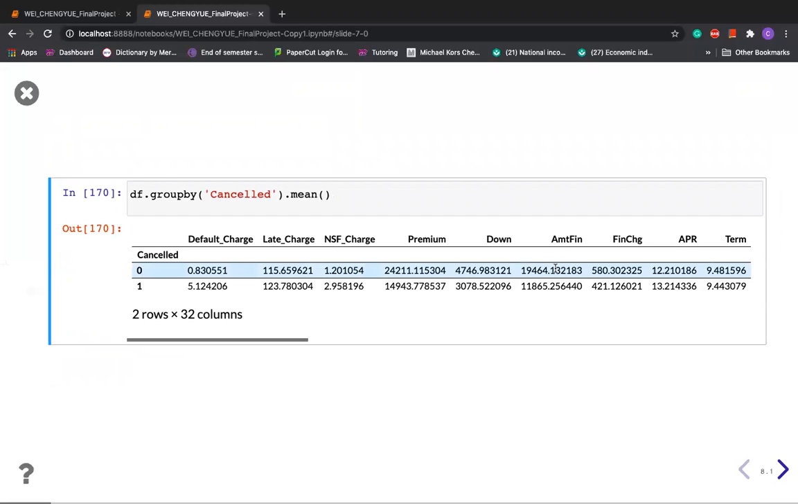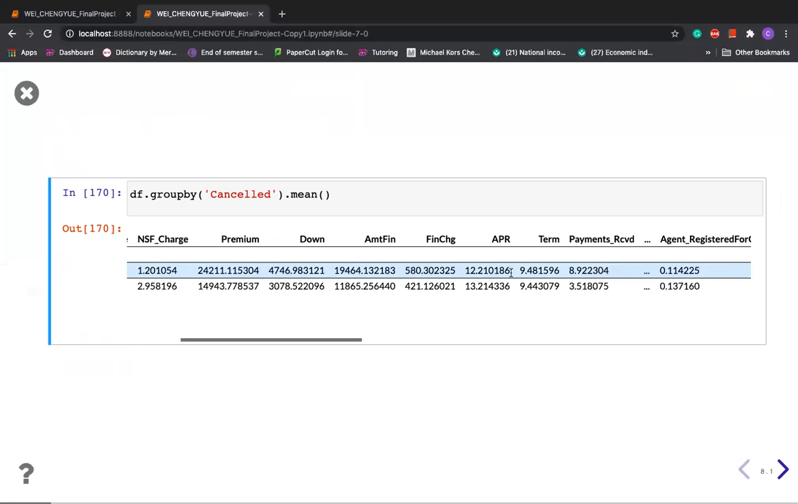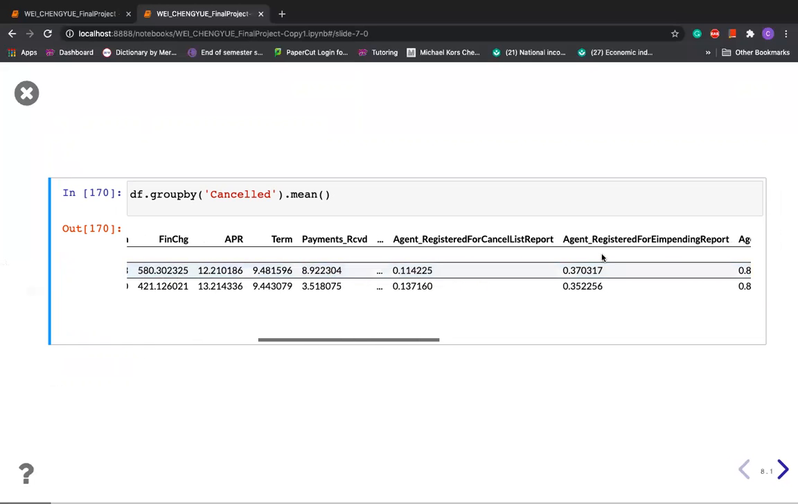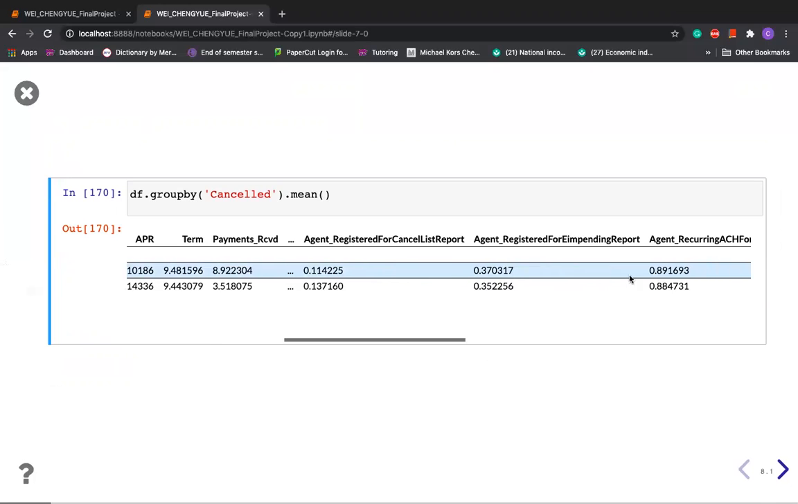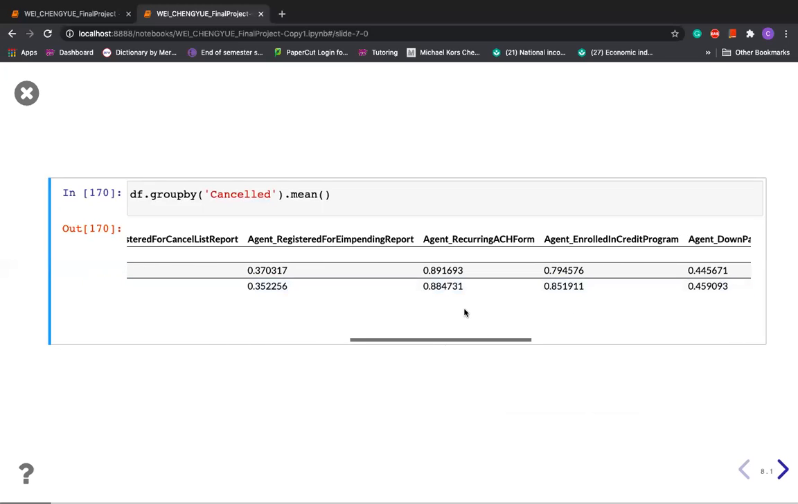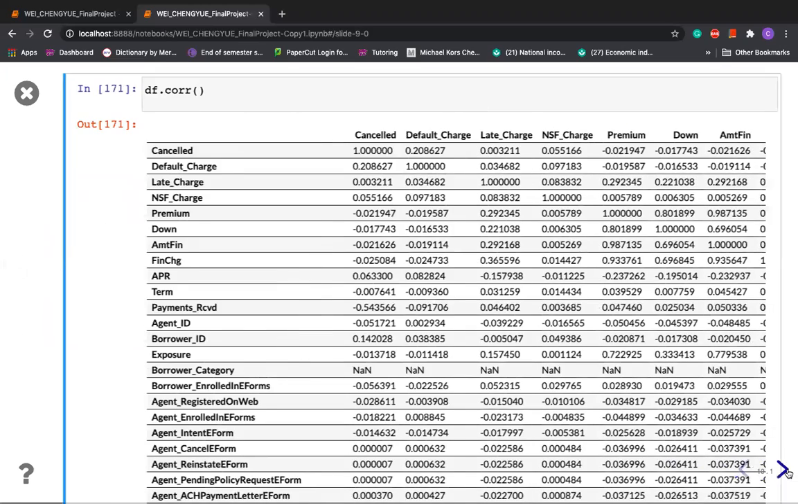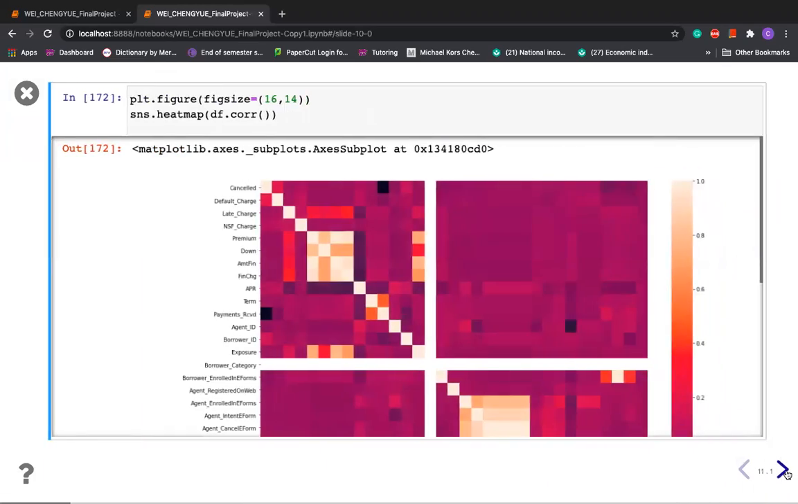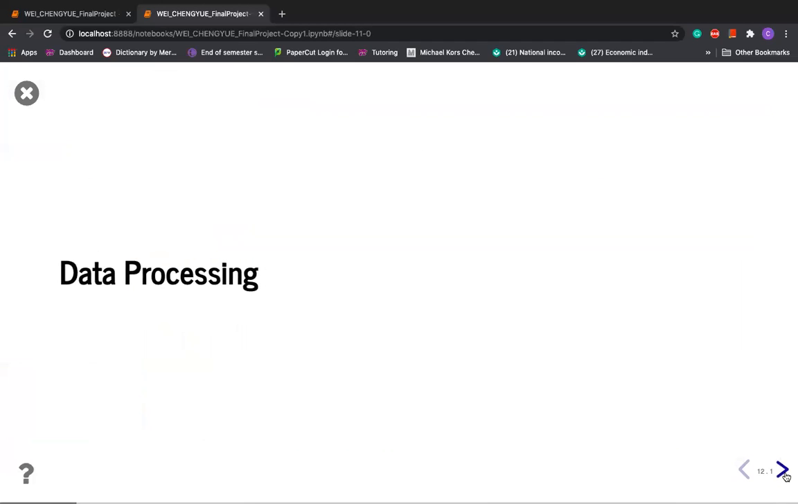So we basically look at the customers who cancel the loan and who do not cancel the loan. We can tell that some of the columns, like agent rejected, show not much difference between the customers who cancel the loan and who do not. So this kind of column, we are going to drop them off. Now we look at the correlations, but we have so many columns that it is hard to get clear information from this kind of table.